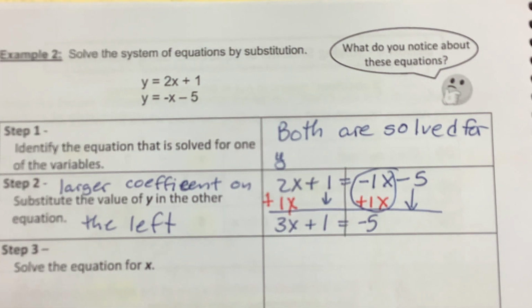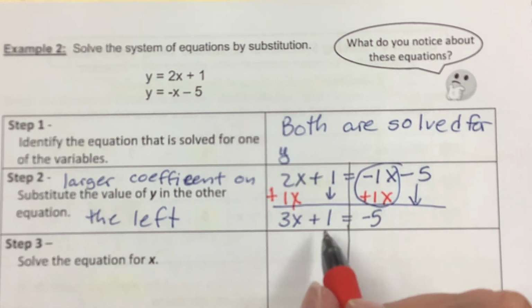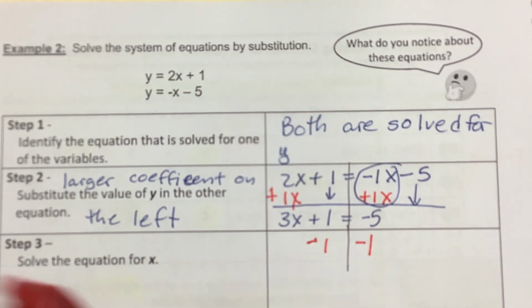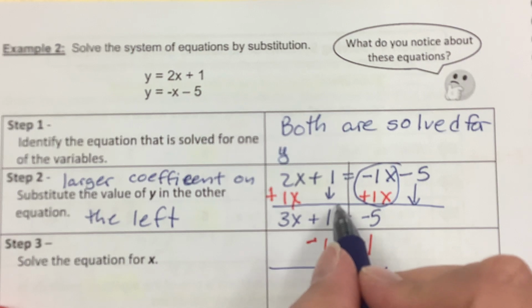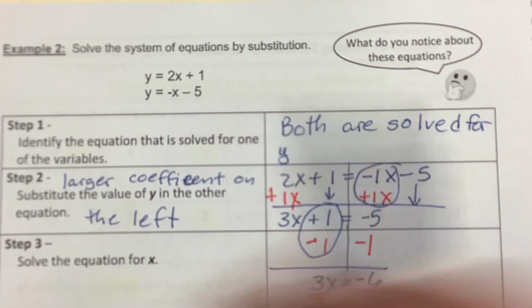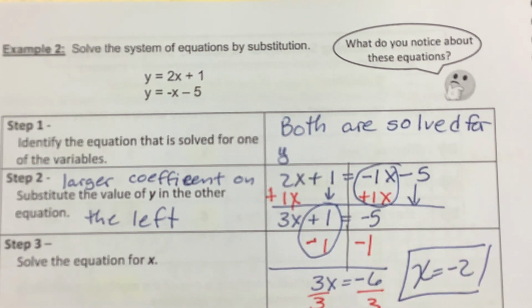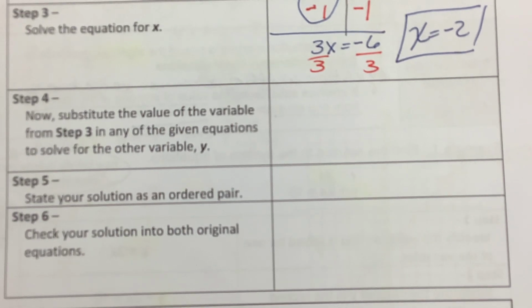Now I have to solve for x. Again, to get over that equal sign, I have to do opposite operations. The opposite of plus 1 is minus 1. If you do it to one side, you have to do it to both. I get 3x equals negative 6. Look, this is 0. Okay, divide both sides by 3. And I get x equals negative 2. A little box around that because that's half my answer. Remember, to get the whole answer, you need an x and a y.